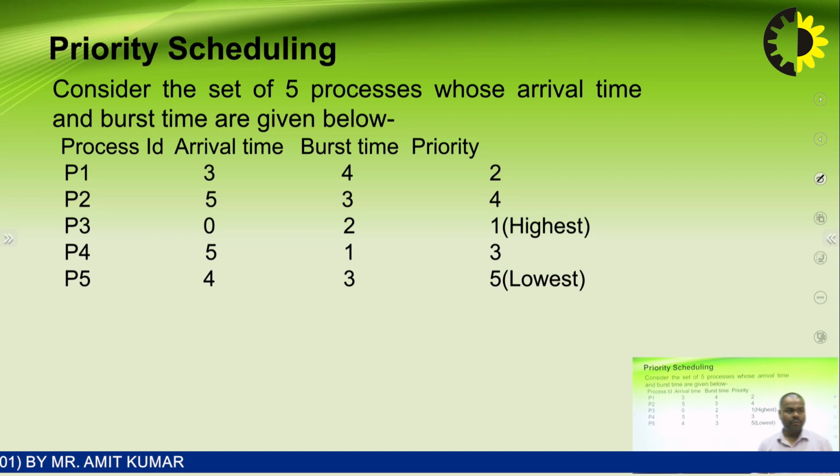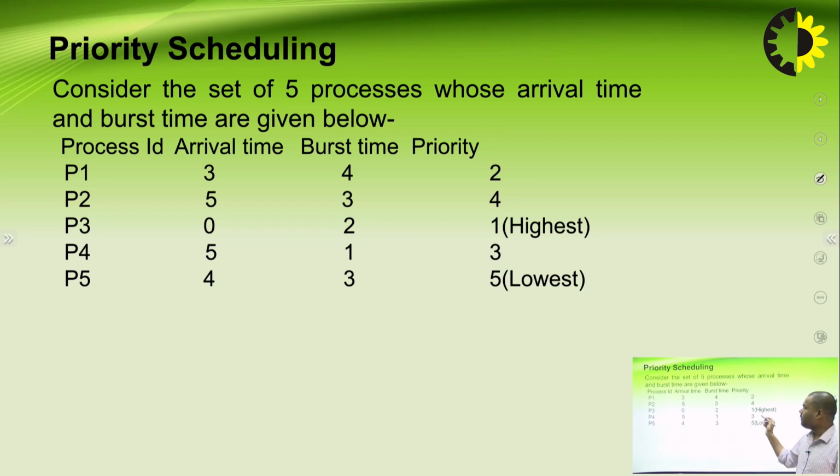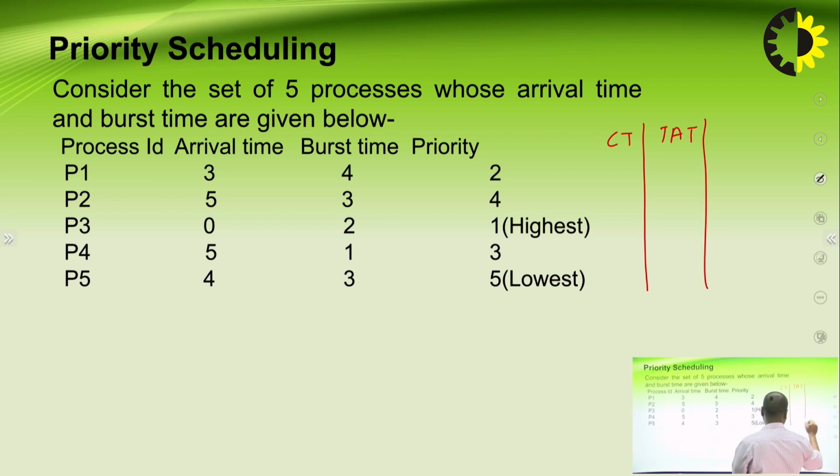Now again we have been given this problem with process ID, arrival time, burst time, and along with this we are given the priority. This is the highest priority and this is the lowest priority. You have to solve this problem, so you have to find the completion time, turnaround time, and the waiting time, using the formulas as I have shown you. For this, we draw the Gantt chart.